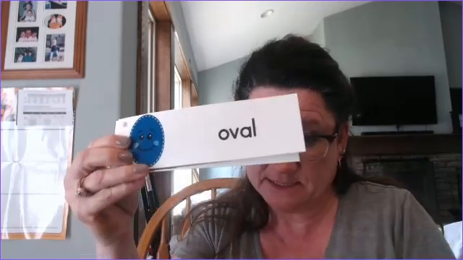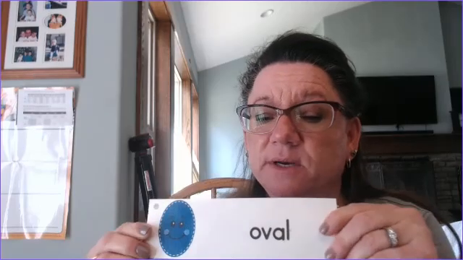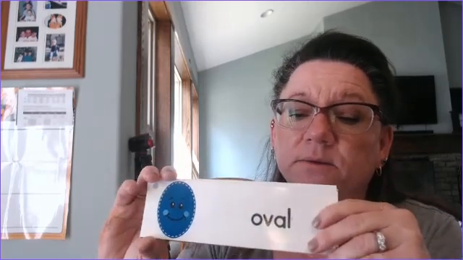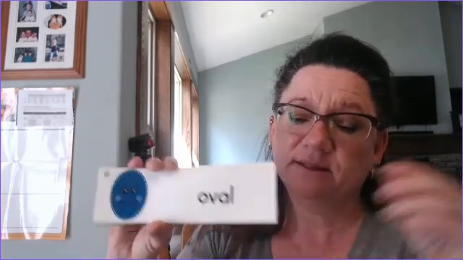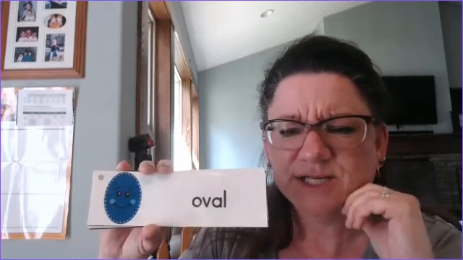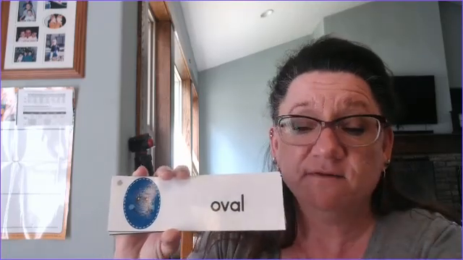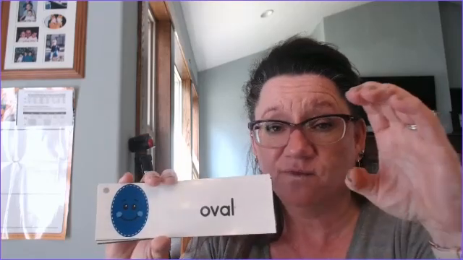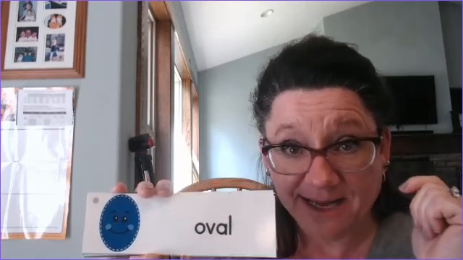Let's see what's next. What do we have here? All right. Think about it. Think, think, think. What shape is this? If you said oval, you would be right. This shape is an oval. It is a circle that's kind of smushed. It's like a smushed circle. A lot of students are able to connect an oval to an egg. An oval is the same shape as an egg. So that helps you think about it.